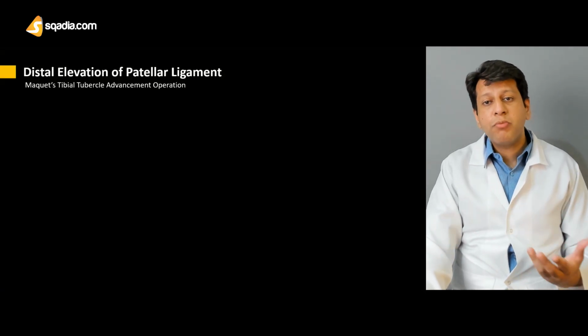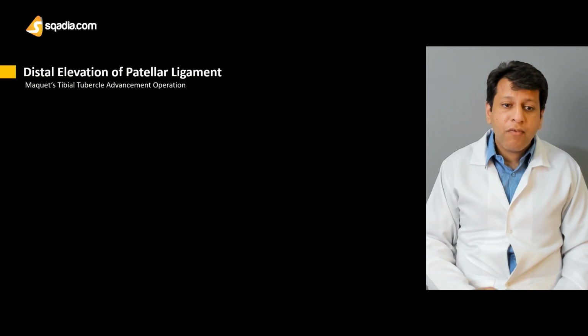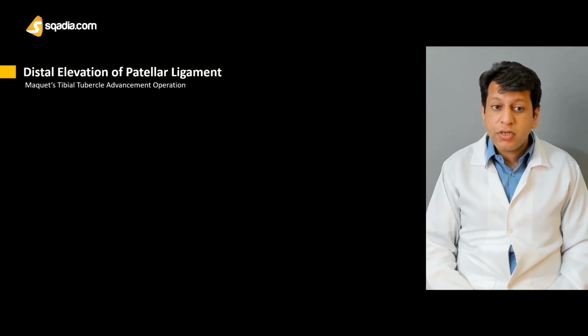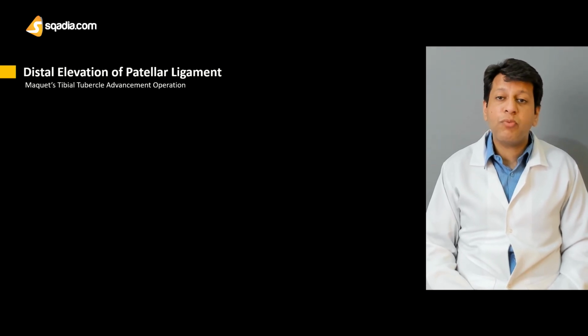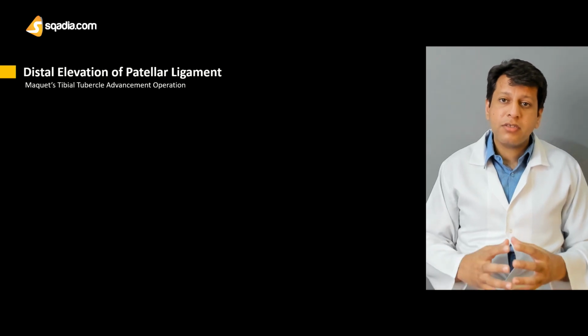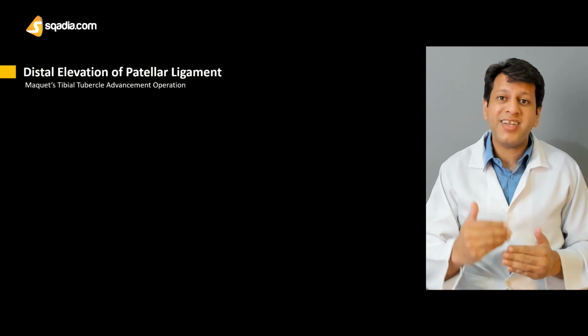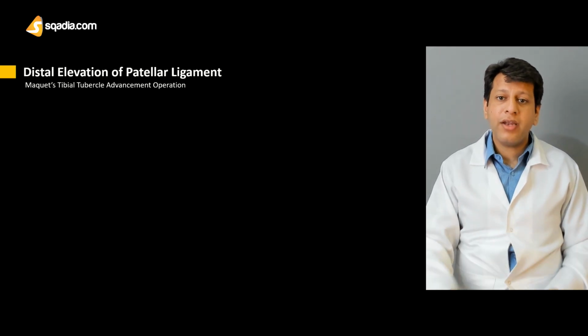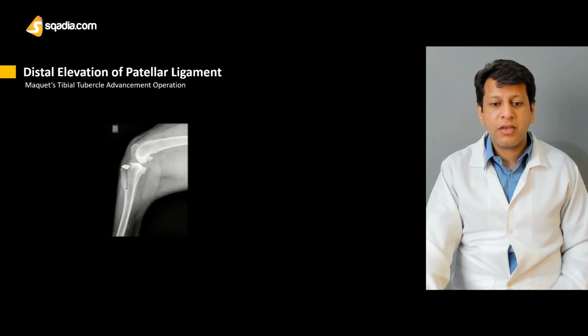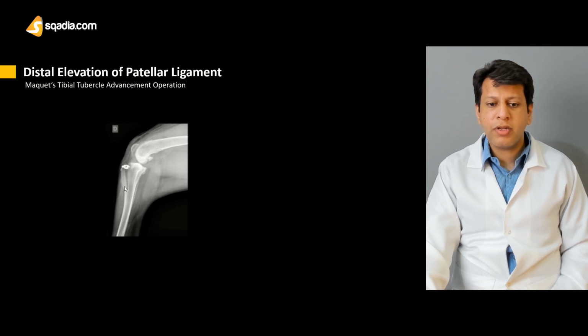Then there are certain bony procedures like osteotomies. One of the most commonly performed procedures is the Maquet tibial tubercle advancement operation. This is a procedure in which the tibial tubercle is advanced anteriorly and superiorly. How it is done, if you see this diagram, this is the lateral view. An incision is given on the anterior medial aspect of the tibia, and the osteotomy is done by cutting the tibial tubercle up to 8 centimeters over here.